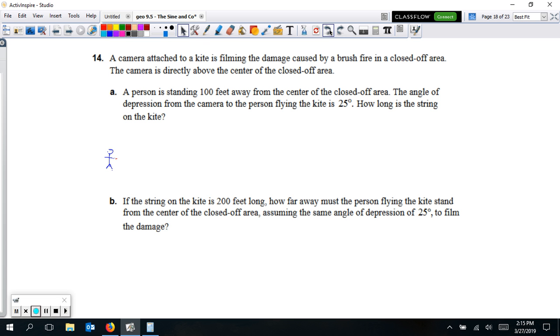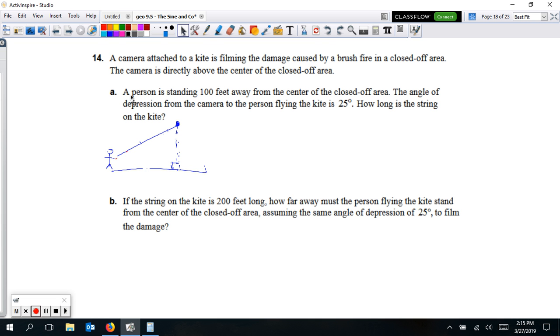We need the ground from him down to the closed-off area where it's going to be. So you want the ground there. And he's holding a kite. At the end of the kite, it has a camera attached to it. So we can have that. There's the kite going up there, and the camera's there at the end. It says the camera is directly above the center of the closed-off area, so let's say the closed-off area is over here, and the camera is directly above it. So it's going to be a right angle to the ground right there.